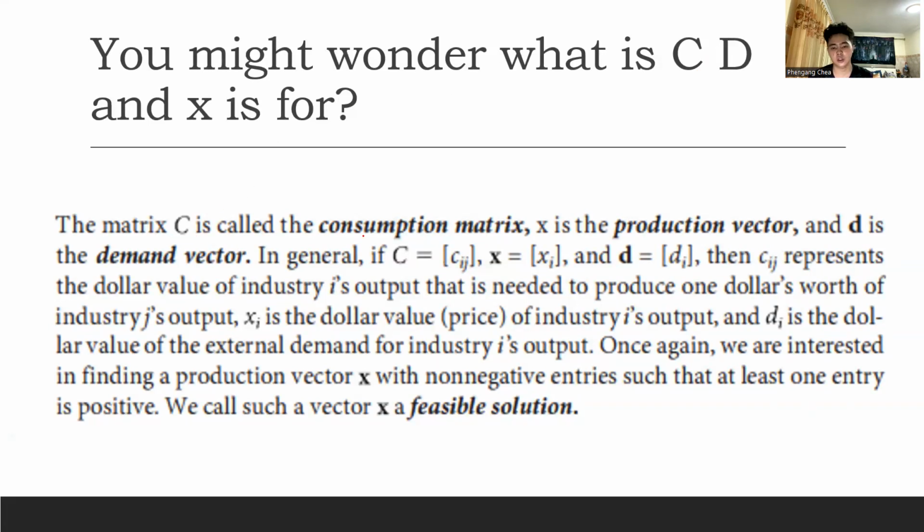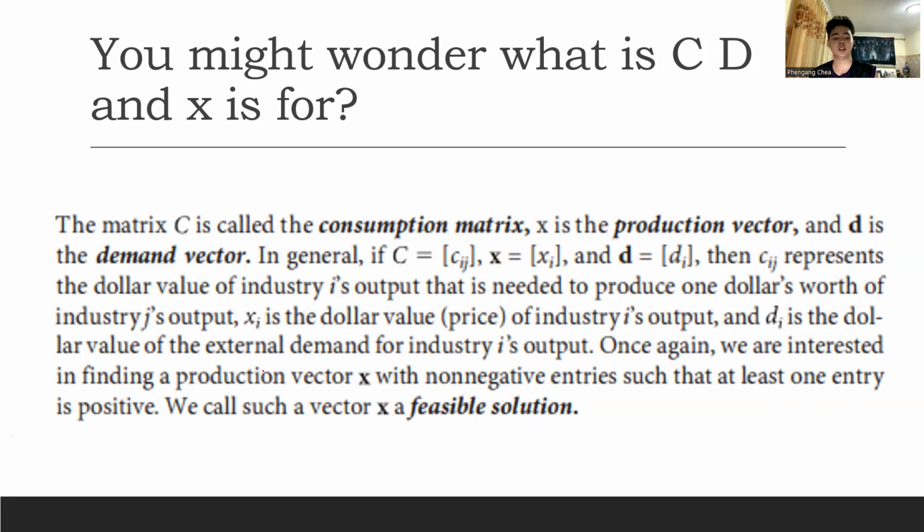And you might wonder what C, D, and X are for. The matrix C is called the consumption matrix. X is the production vector, and D is the demand vector. In general, C represents the dollar value of industry I output that is needed to produce $1 worth of industry J output. X is the dollar value of the industry I output, and D is the dollar value of the external demand for the industry I output.